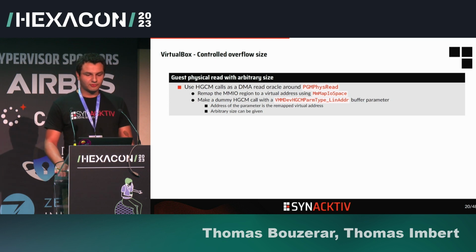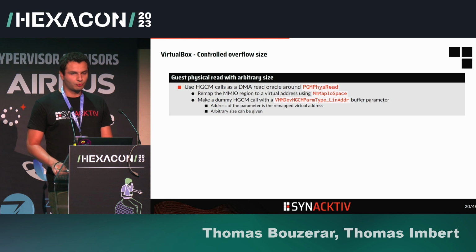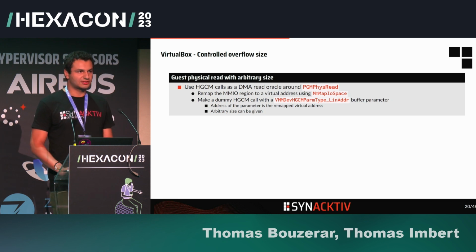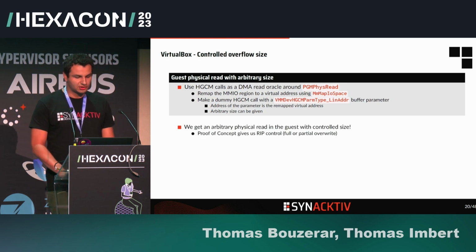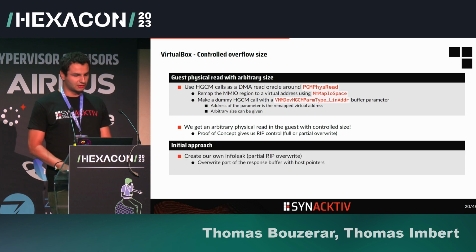So we first remap the MMIO region to a virtual address. Then we just use an HGCM request with a buffer parameter, and we give it the remapped virtual address and an arbitrary size. And finally, we get a proof of concept, which gives us control of RIP, so either full or partial control of it.